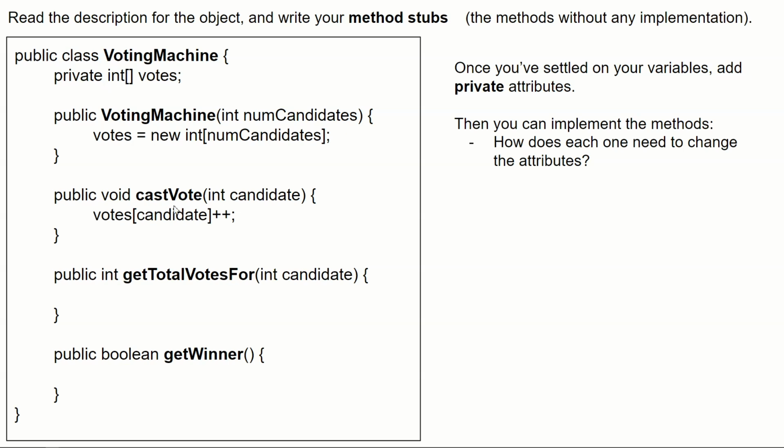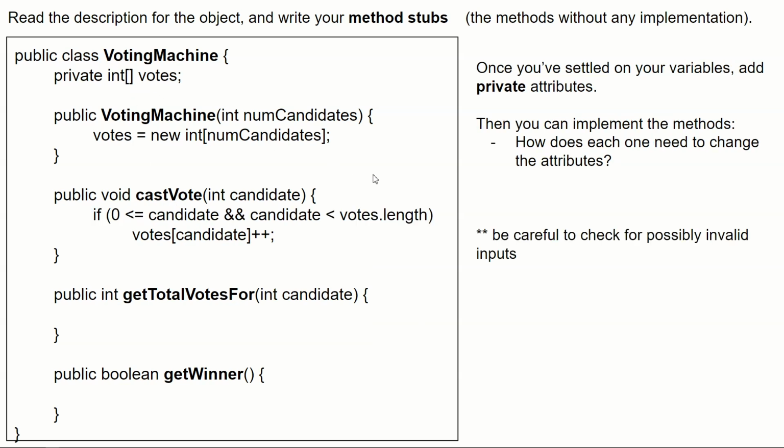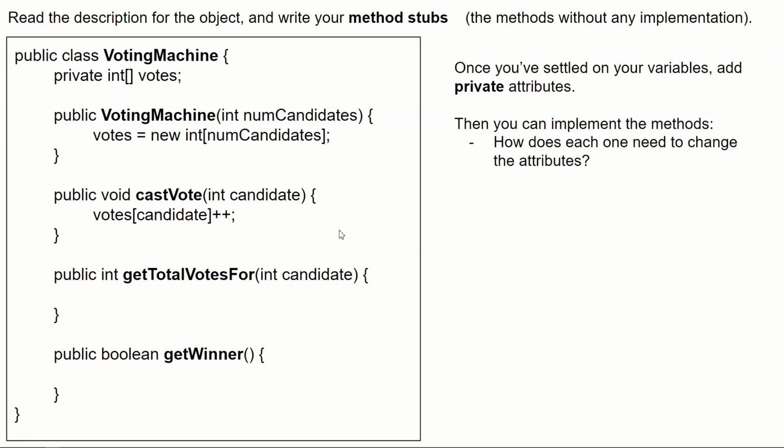Then you can ask for every single method, what's the method supposed to do and how does it need to change those variables? And then be careful. So like here, I'm just saying, okay, if I want to vote for a candidate, let's go to that location in the list and add 1, because each element in this list is like how many votes did that particular candidate get. So we're just finding the right candidate. We're going to their location and we're adding 1 vote for them.